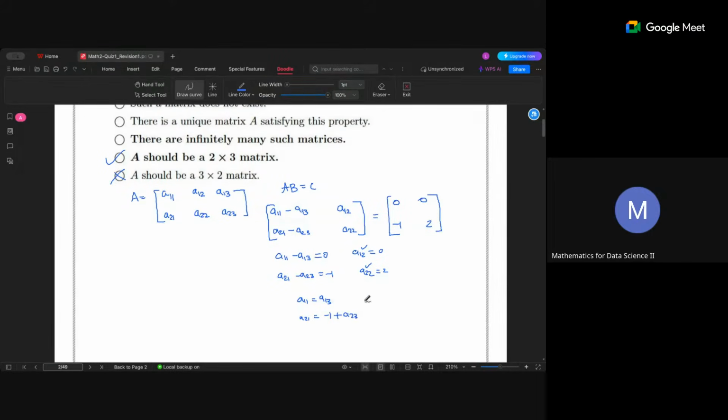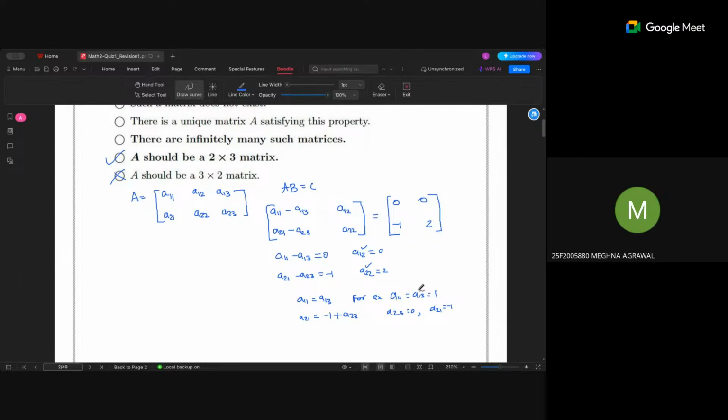So here, for example, you see that A11 and A13 can both be 1. Right? And suppose A23 is 0. What about A21? Minus 1. So if A23 is equal to 0, then A21 is minus 1. So this is one possible choice. How many such possible options are there?